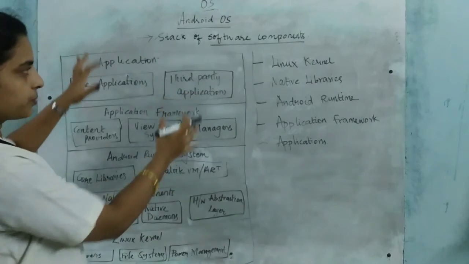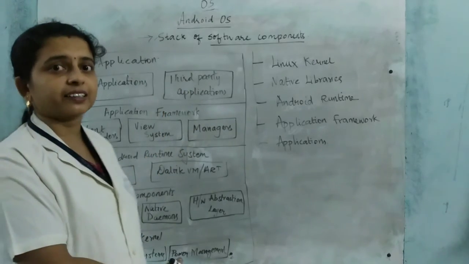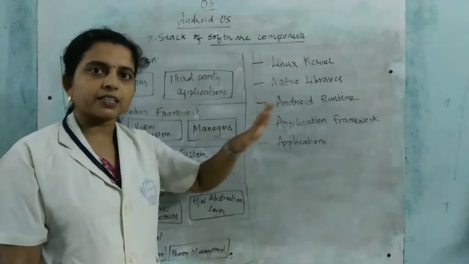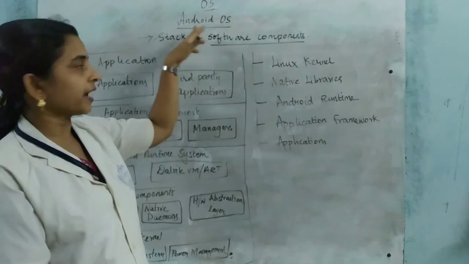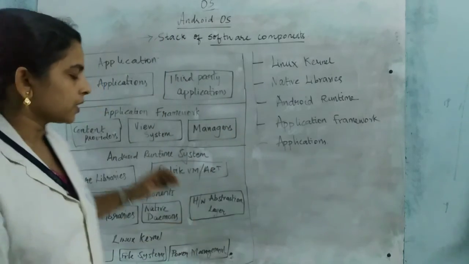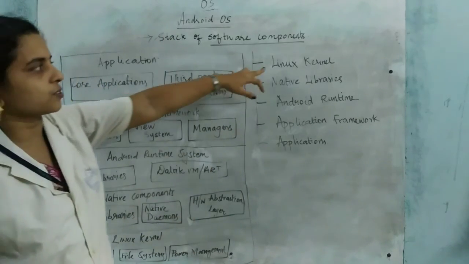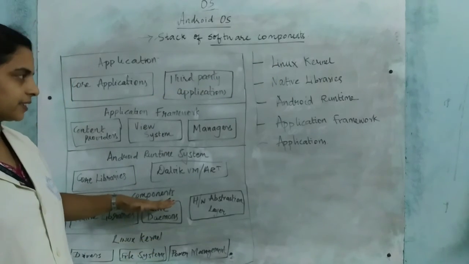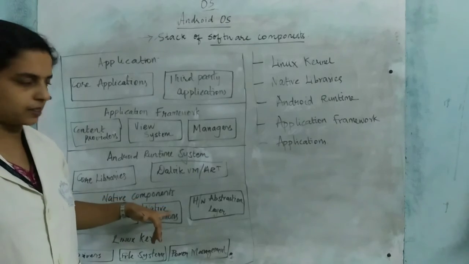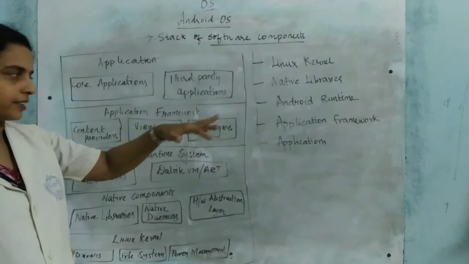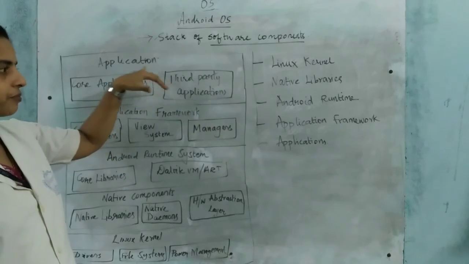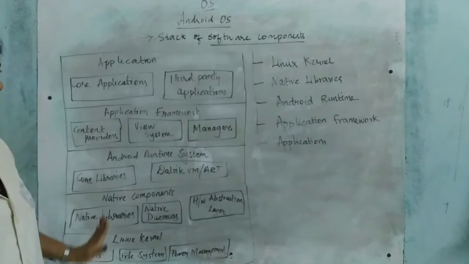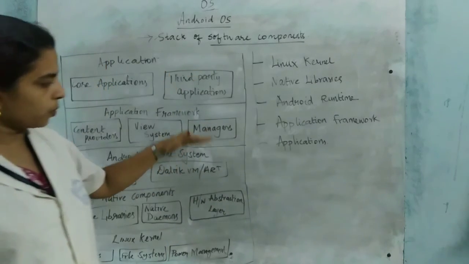Now we can see what the architecture of the Android operating system looks like. This is the architecture, which contains all these components inside. All these components are arranged layer by layer in the Android operating system architecture. Understand? You can see here the Linux kernel is the first component, and next to that are the native libraries. Next to that is the Android runtime and the application framework, and finally the applications. These are the software components inside it.